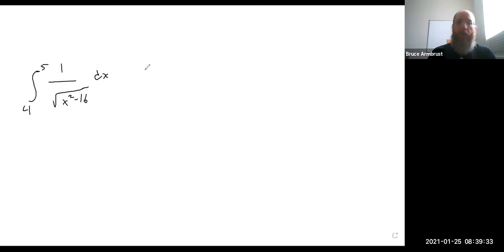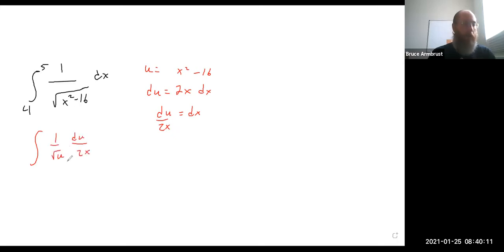So I'm going to go ahead and write over here u equals, no, not the square root, just x squared minus 16. So let's see what everything turns into. So du is going to be 2x dx. So when I solve for dx, I get du over 2x. So let's put all this stuff in. So the dx is now du over 2x. The 1 over square root of x squared minus 16 is 1 over the square root of u.